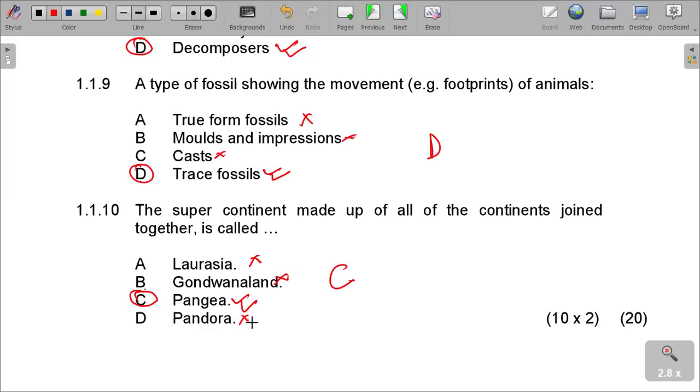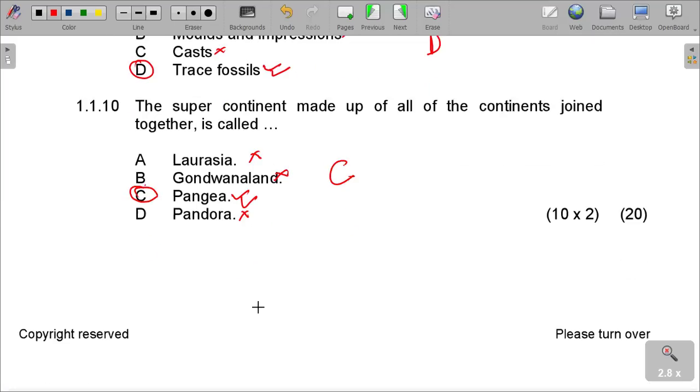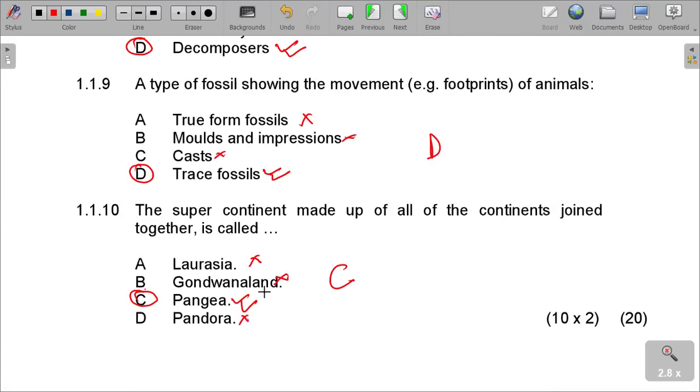But however, we can talk about how after the Pangaea drifted or was divided, it formed the Gondwana and the Laurasia and so forth. So the correct answer number 10 is C. Are we together there? So please make sure that you get all these marks correct.